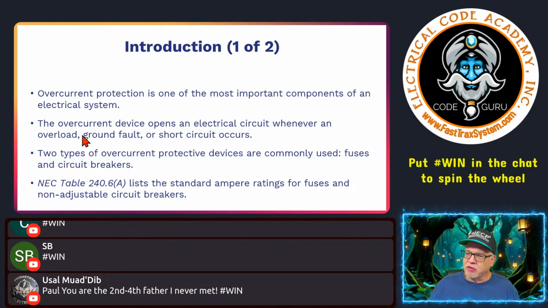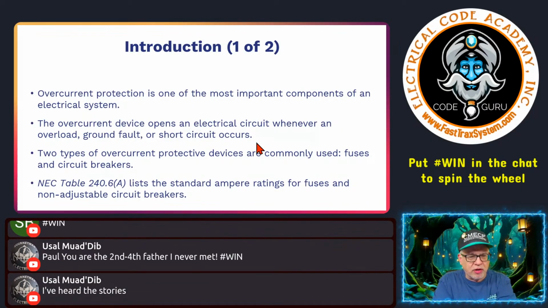Anyway, so let's see here. So what does an overcurrent device do? It opens an electrical circuit whenever there's an overload, ground fault, or short circuit current. So that's just something to remember. When you have a conversation with somebody and you're talking overcurrent, remember that overcurrent encompasses more than just what you think about. It's overcurrent, which can happen, again, short circuit, ground fault, and overload.